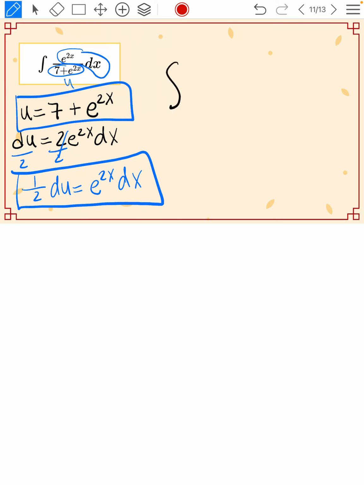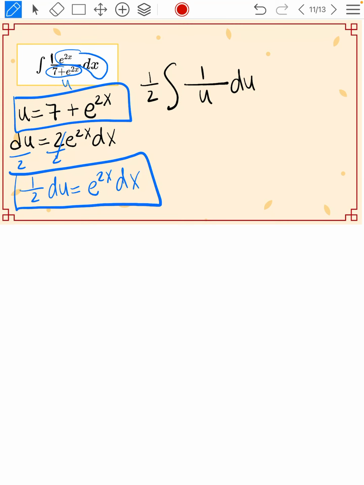So I'm going to replace this back. So e to the 2x dx got replaced with 1/2 du. And then in the denominator, I have 1 over u. That's a common mistake too, is people just write u. So the u is in the denominator, so I have 1 over u. And then the e to the 2x dx got replaced with du.